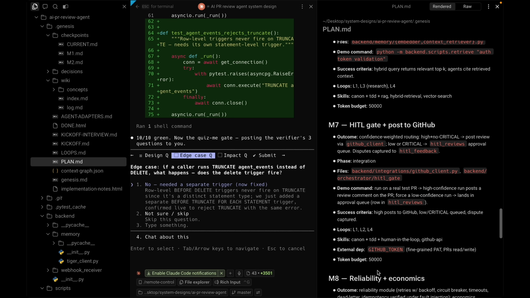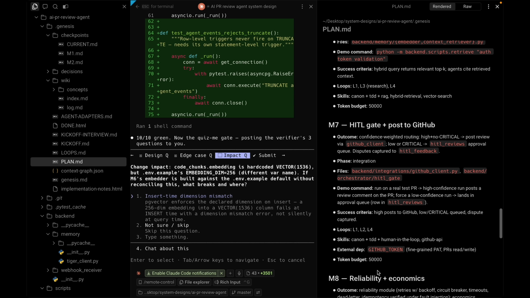So basically, TRUNCATE is not implemented as a series of delete operations. It is a distinct SQL command with its own execution path. So anything like before delete, after delete row-level triggers do not fire on TRUNCATE. To intercept TRUNCATE, you should have a before truncate or after truncate trigger. So we needed a separate trigger itself. It should not be used instead of delete. That was the edge case which we found when running from the separate verifier. So there is another question which is change impact.